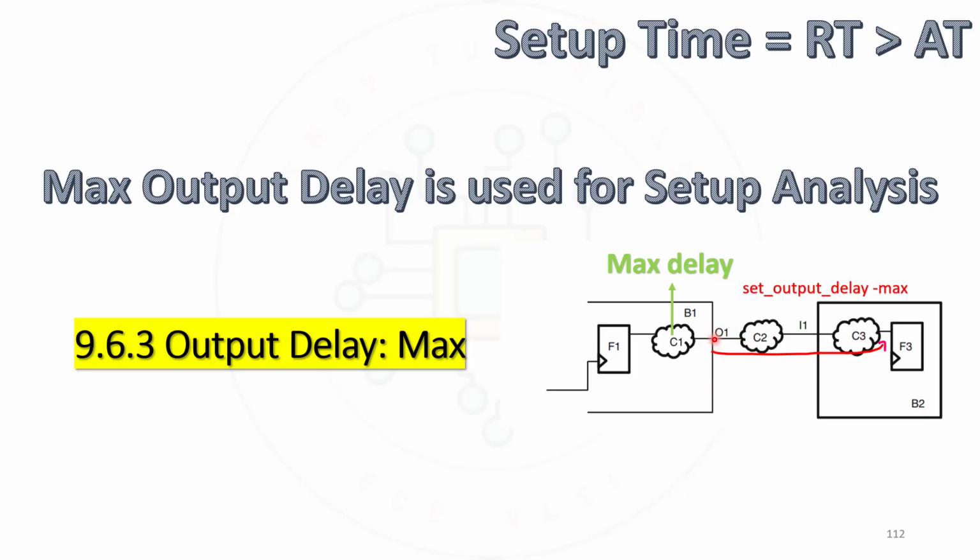So after reaching O1, how much time it is taking to reach the data pin of flop F3 is something which is called set output delay. And here if you are taking the max value, it should be indicated with set_output_delay -max. If it is min, use the switch called -min. And one more thing, for max analysis, C1 will have more amount of delay.